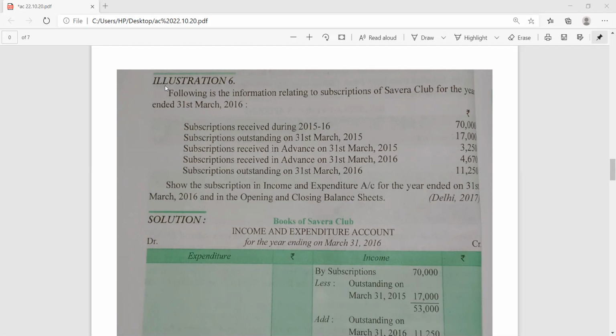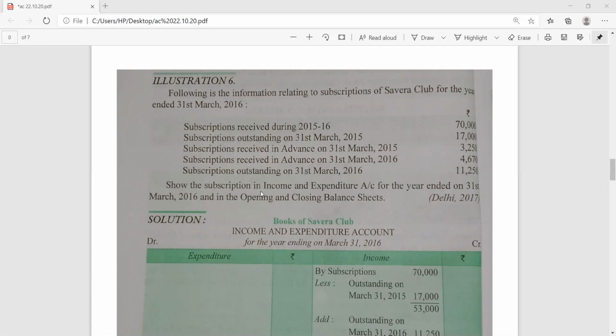The following is the information relating to the subscription of Savera Club for the year ended 31st March 2016. Subscription received during the year 2015-16 is 70,000. Outstanding on 31st March 2015 is 17,000. In advance on 31st March 2015 is 3,250. Received in advance on 31st March 2016 is 4,670. Subscription outstanding on 31st March 2016 is 11,250.